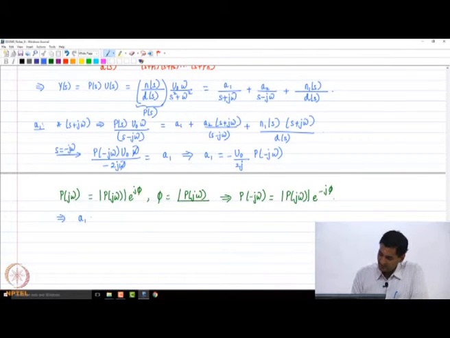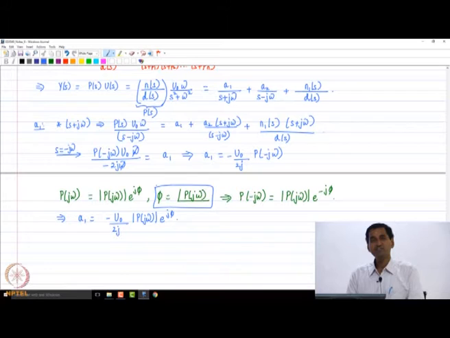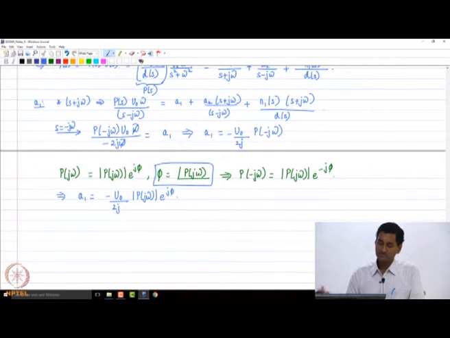Once I have this, what is going to happen to A1? This implies that A1 is going to be minus u naught divided by 2j, the magnitude of P of j omega e power j phi. Please remember what is phi? Phi is the phase of P of j omega. Obviously phi depends on omega. You vary the frequency, obviously the phase also varies. So that is what we have for A1.